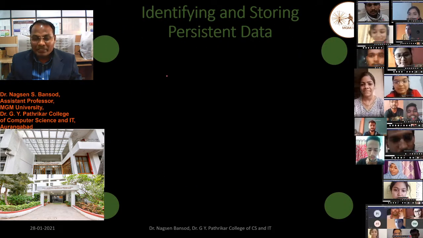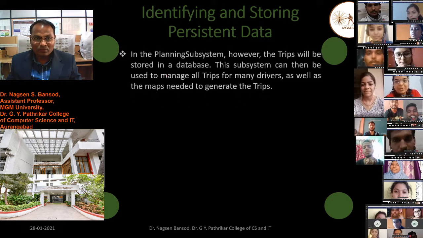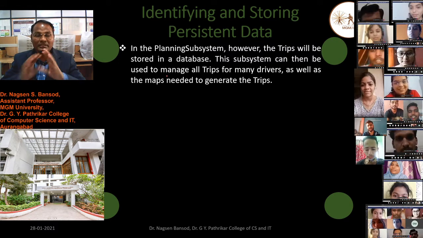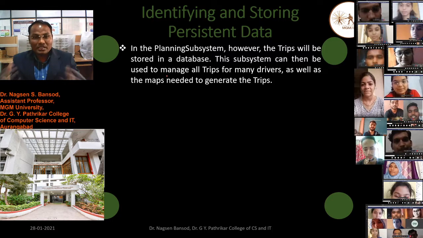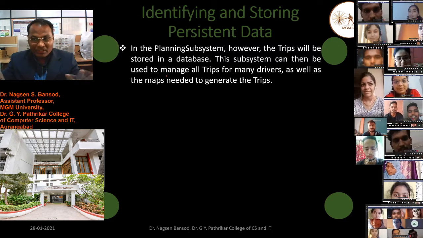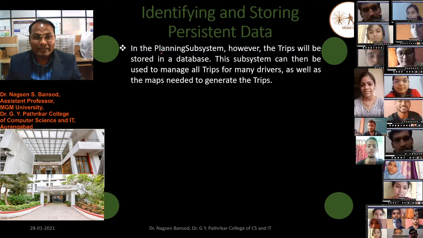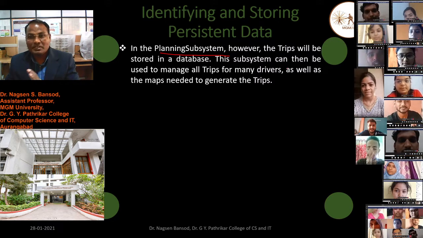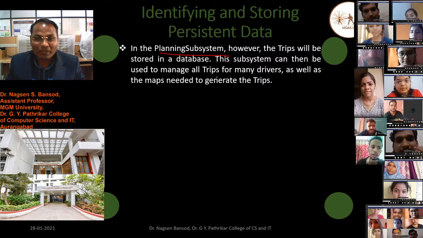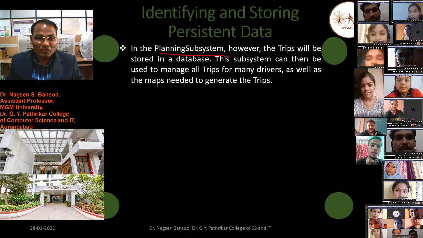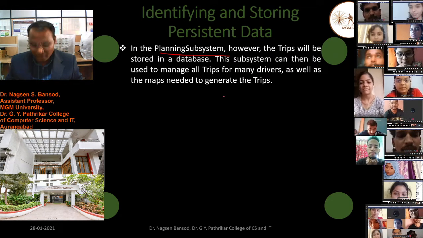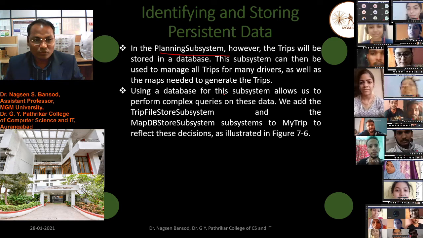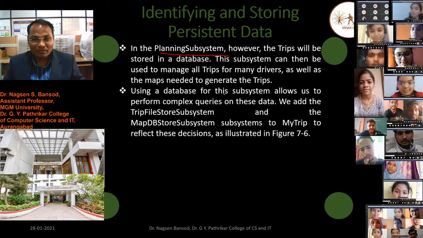Identifying and storing persistent data. We are discussing identification first, and storing persistent data means data which is required frequently and does not change. How to store that data in the system, we are studying that. In the planning subsystem, however, the trip will be stored in the database. This subsystem can then be used to manage all trips for many drivers, as well as the maps needed to generate the trips. Using a database for this subsystem allows us to perform complex queries on this data.